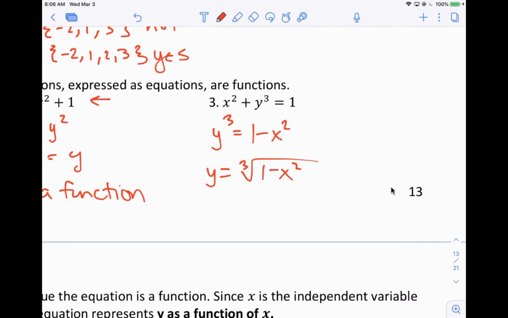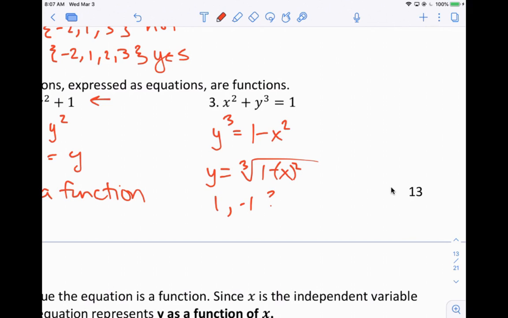Now, a cubed root is not actually a problem. A cubed root's okay. But if I plug in -1 to this function, that thing's going to square. I'm going to get 1 minus 1, and cubed root of 1 is 1. So I'm good. I'm going to get the same thing if I plug in 1. But is that a problem? Is plugging in 1 and -1 an issue?